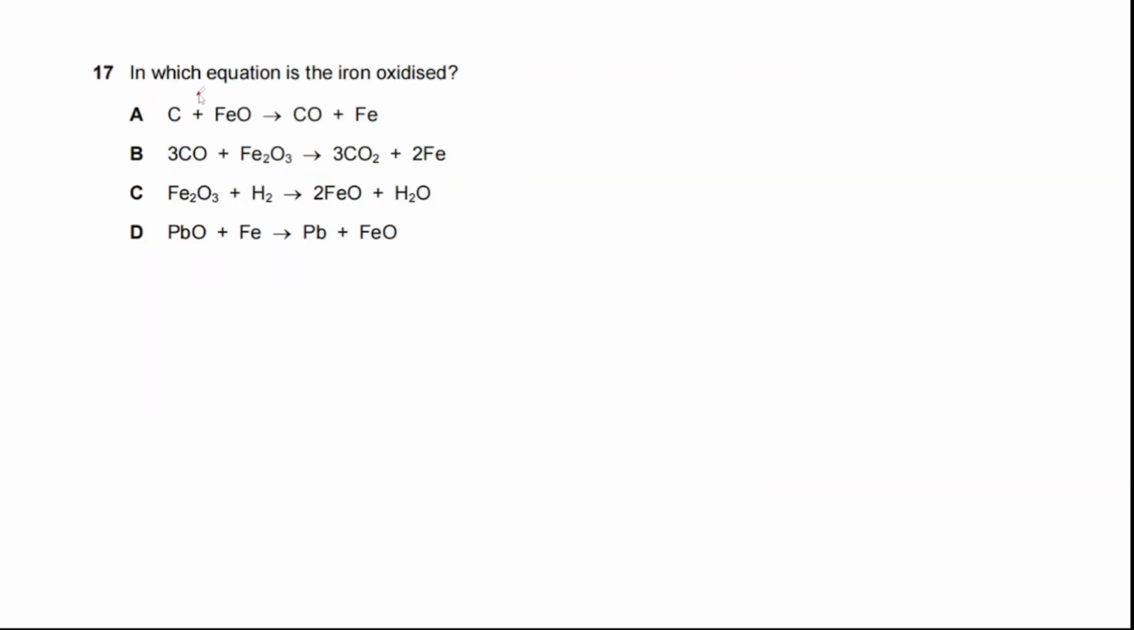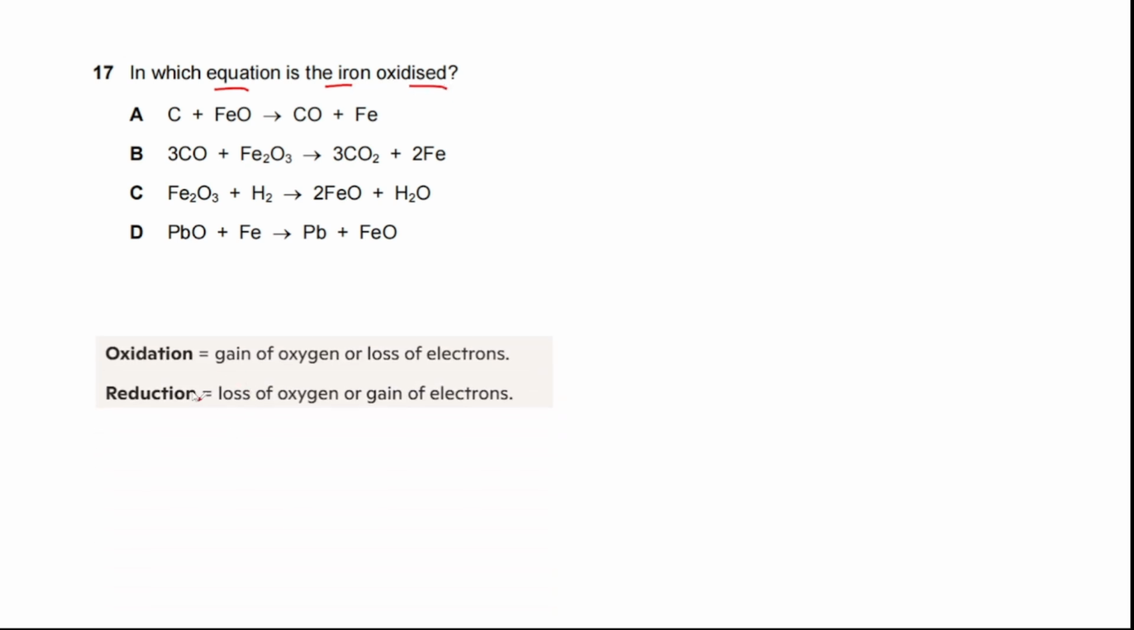Question number 17. In which equation is iron oxidized? Oxidation is basically the gain of oxygen or loss of electrons, and reduction is loss of oxygen or gain of electrons. If you take option A, it is carbon plus FeO. Here the iron has oxygen and it loses it. Loss of oxygen is what we call reduction, so for the iron, reduction is happening. For option B, the iron has 3 oxygens, but afterwards there is no oxygen. So again it's a reduction.